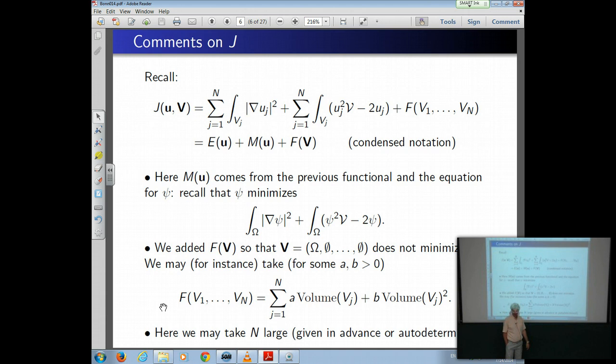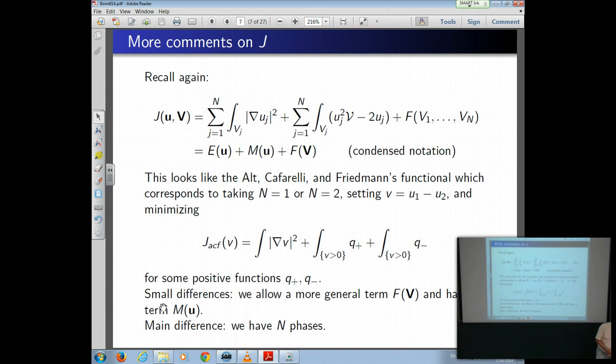Okay. And finally, there is this number of phases n, and you could decide two ways. Either you say it in advance, I want 20 pieces, or you could say, I don't want to know it in advance. You start with 10,000 pieces, and you hope that the functional will give you only 20 pieces, and it worked, so it's okay, right? Okay. Same functional again.